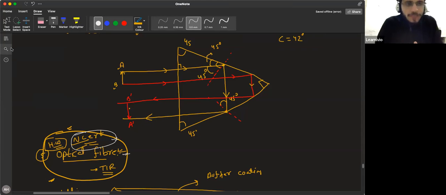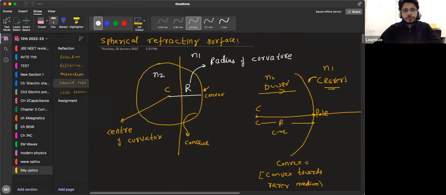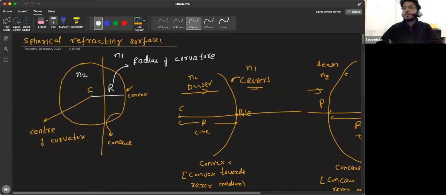So that was about plane surfaces. The next is refraction through spherical surfaces. Spherical surfaces are more important than plane surfaces. If you take the pattern of boards or any entrance exam, the major questions come from spherical refracting surfaces. So how do we make a spherical refracting surface? You take a glass sphere.